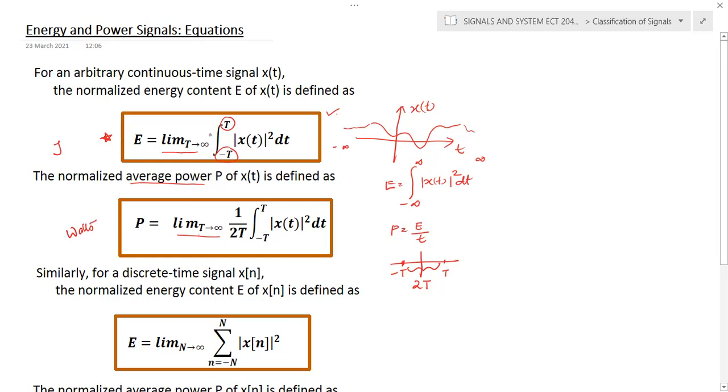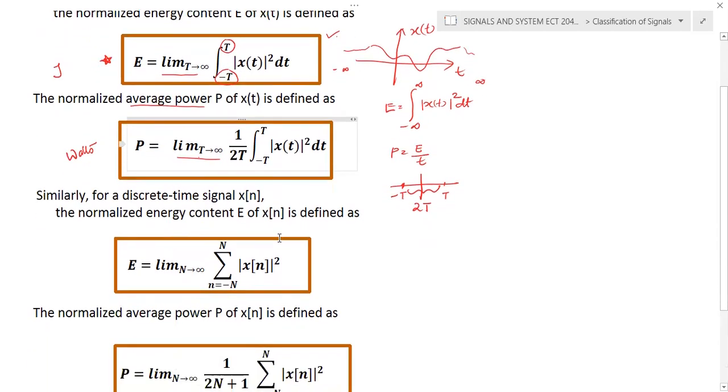For continuous time signal we will use integration symbols, but when you discuss discrete time signal, the energy equation for a signal x of n, the signal is in a discrete nature. So 1, 2, 3 etc., minus 1, minus 2, minus 3, minus 4 etc. It's something like this, and the signal extends from minus infinity to infinity.